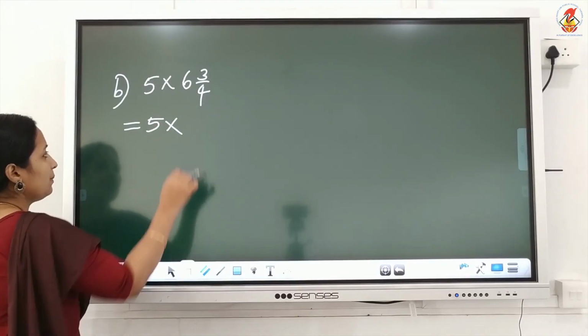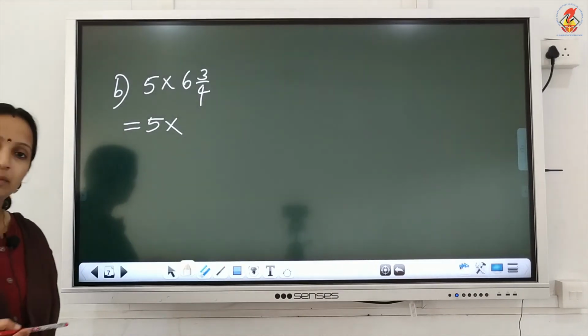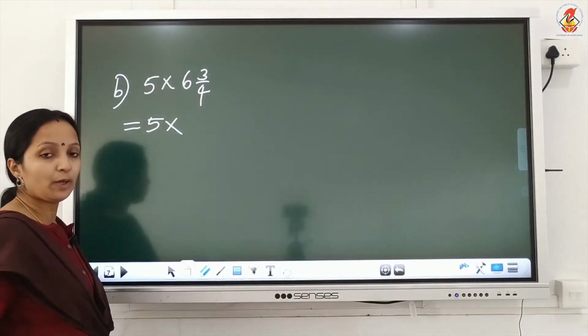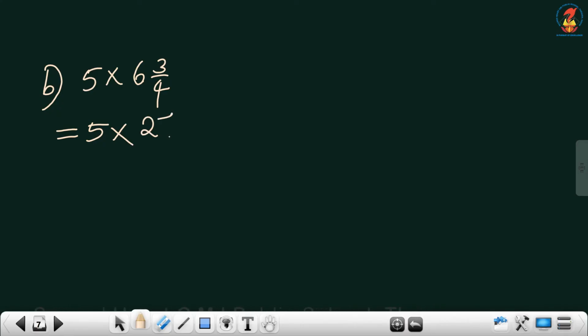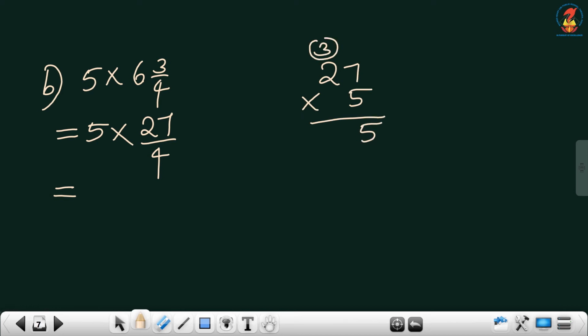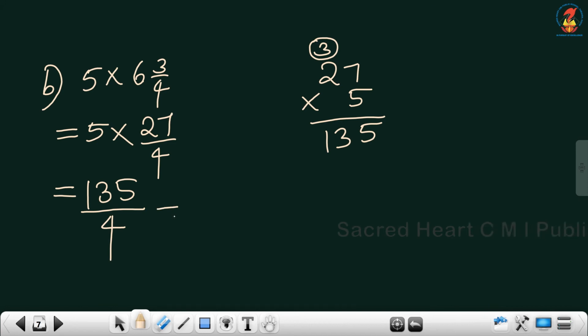Next, 5 into 6 3 by 4. 6 3 by 4 is a mixed fraction. So you convert it into improper fraction. 6 into 4, 24 plus 3, 27 by 4. Okay. Then fraction multiplication by a whole number. So what do you have to do? Multiply the numerator. 27 into 5. What is the answer? 5 7s are 35. Carry over 3. 2 5s are 10. 13. What is the answer you got? 135. And write the same denominator. 135 by 4.